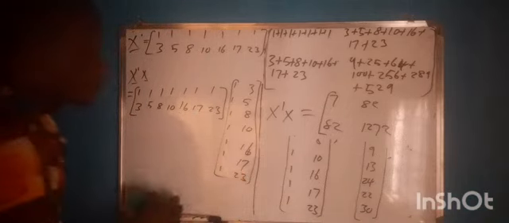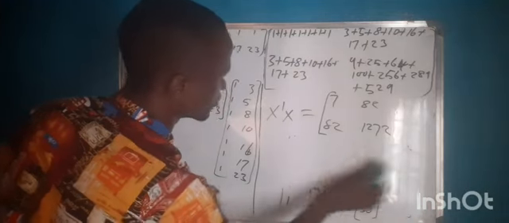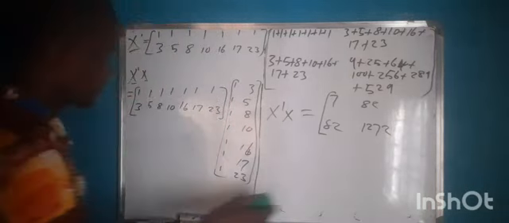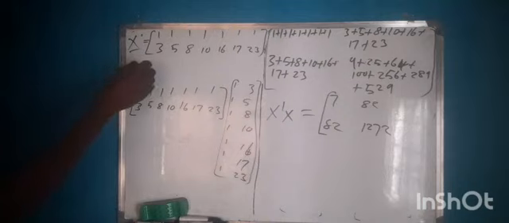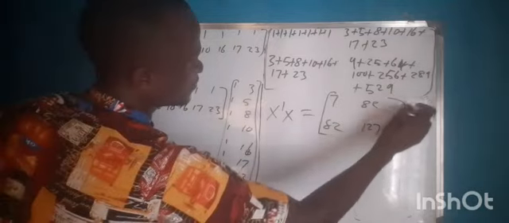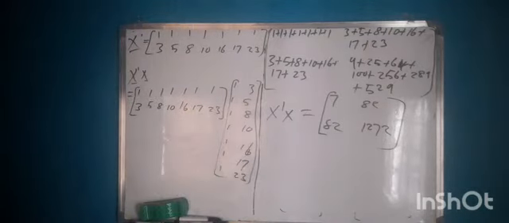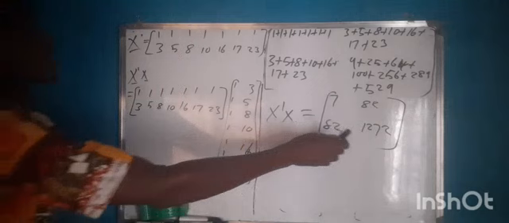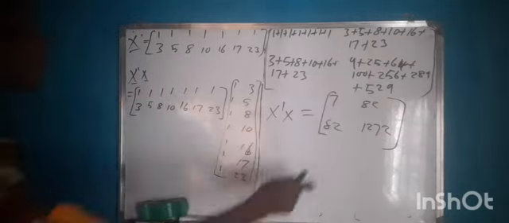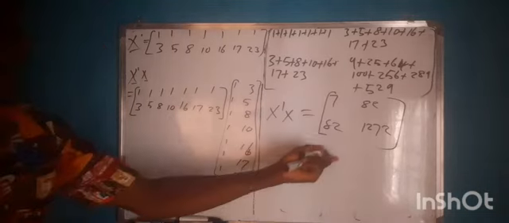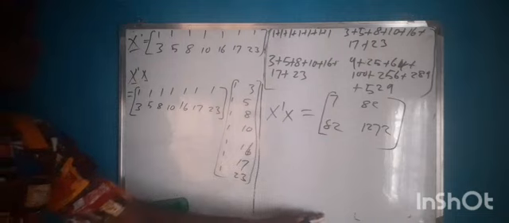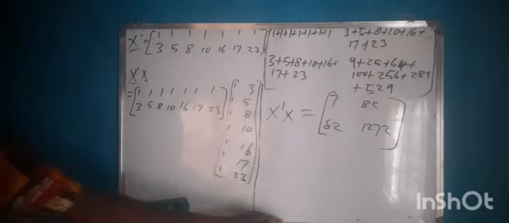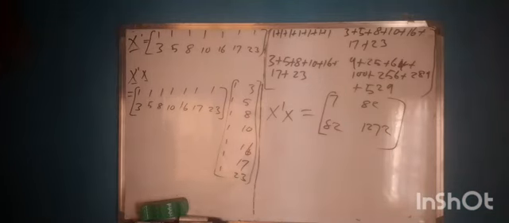Okay, this is the result we have after multiplying X transpose by X. So we have this matrix. If you check this matrix now, you know that if you take the transpose of this matrix, it will also give you back this matrix. So that's why we call it a symmetric matrix. A matrix is said to be symmetric if its transpose is equal to that particular matrix.